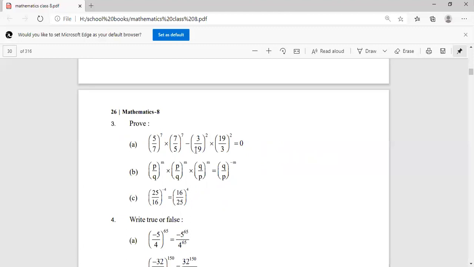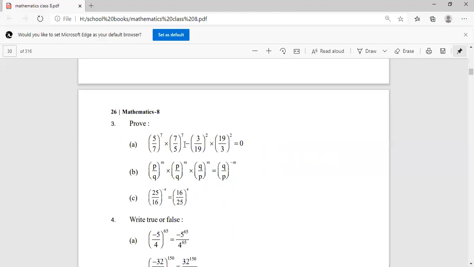So when you solve it, 5 by 7 whole to the power 7 multiplied by 7 by 5 whole to the power 7 minus 3 upon 19 whole square multiplied by 19 by 3 whole square, you will get a value 0. If you get the value 0, this question will be proved. If it is not equal to 0, then you have gotten a wrong answer.